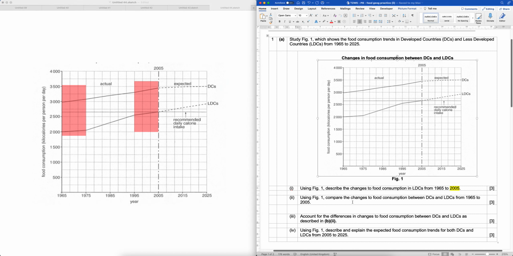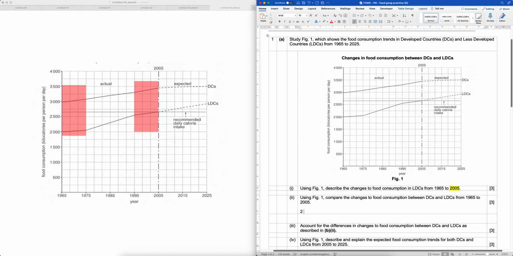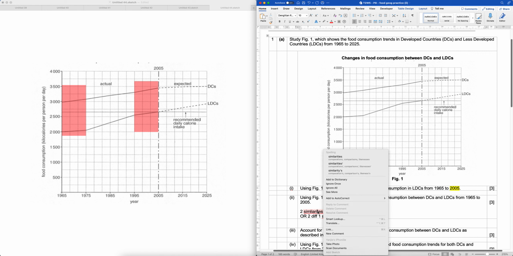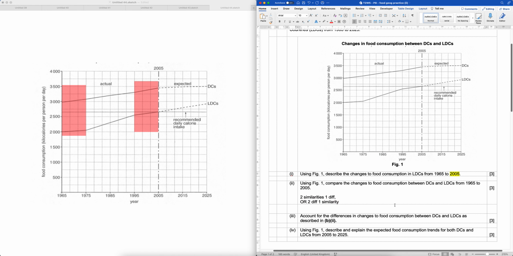Okay, so remember, compare changes means 3 marks means I want to see 3 comparisons. So either 2 similarities and 1 difference, or 2 differences and 1 similarity. Okay, so please take note. Why is it that I can't spell similarity today? Okay, alright. Next one, account for the differences to the changes described in B part 2.